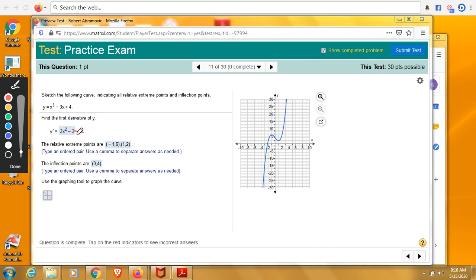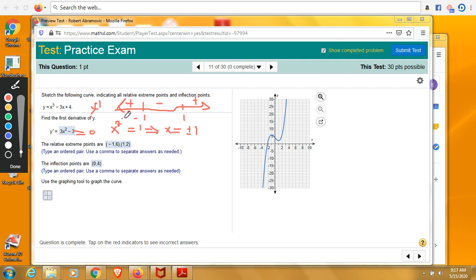When you set this equal to 0 and solve for x, what we end up with is x squared equal to 1. That's the same as x equal to plus or minus 1. So we get -1, +1. And now we're going to check, when x is less than -1, f prime is positive. When it's between -1 and 1, it's negative. When it's larger than 1, it is positive.